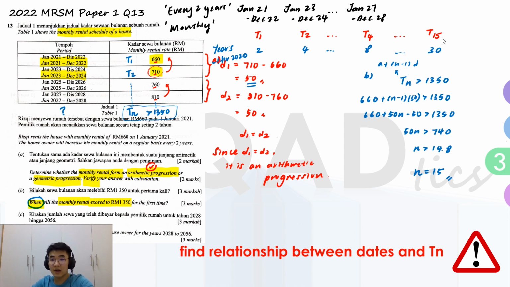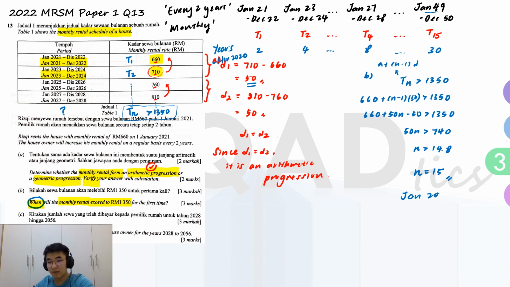So this period ends 30 years after 2020, which is December 2050. The starting date of this period is actually January 2049, correct? Because our rate applies for 2 years. So here our starting date will be January 2049. Okay, so our answer is this date.